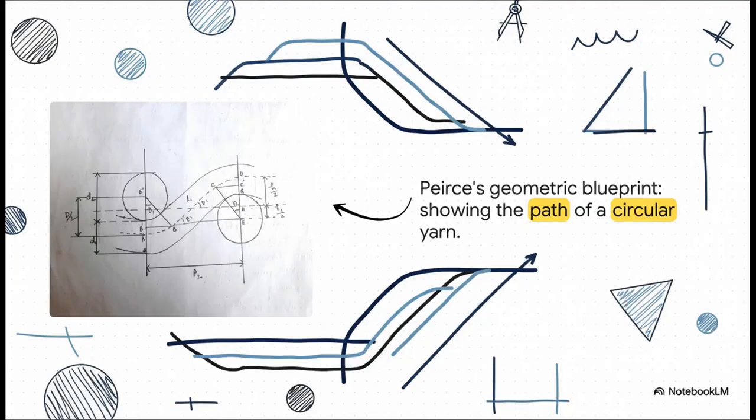And here it is. This is the blueprint itself, the core of Pierce's model. You can see the circular cross-section of the threads, just like he assumed. This diagram shows the exact geometric path one yarn takes as it weaves over and under another. Every single angle and curve you're looking at can be described with a math equation.